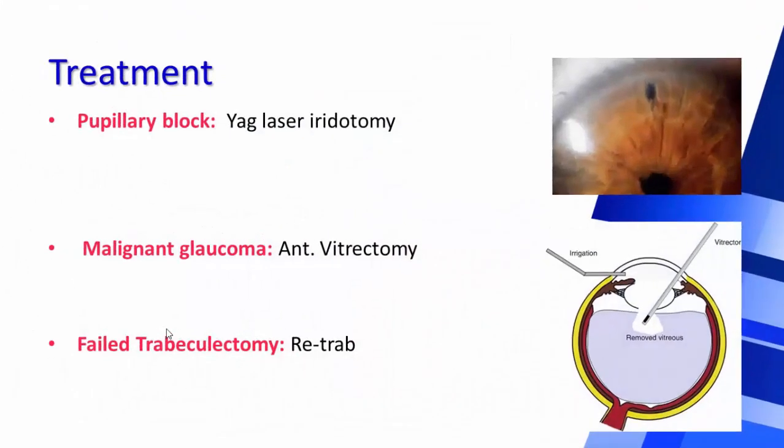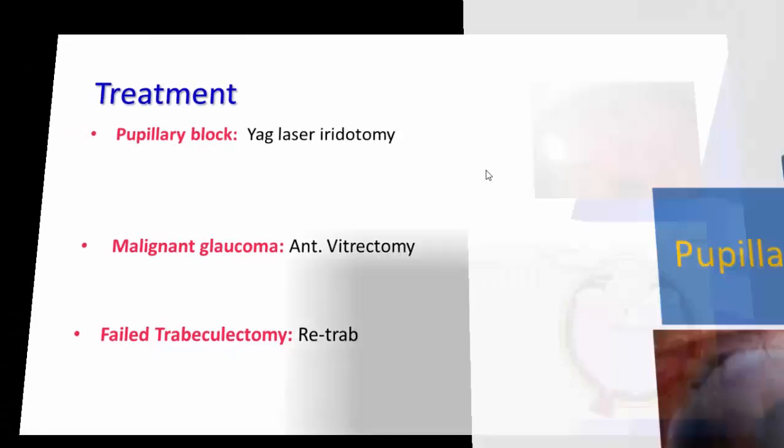Treatment is mainly treatment of the cause. Pupillary block can be treated by YAG laser iridotomy, like here, or even surgical iridectomy. Second, in the case of malignant glaucoma, we can do anterior vitrectomy to cut this vicious circle in cases of aqueous misdirection glaucoma and remove the pushing vitreous by vitrectomy. Lastly, in failed trabeculectomy, especially in late cases, we should do trabeculectomy again.